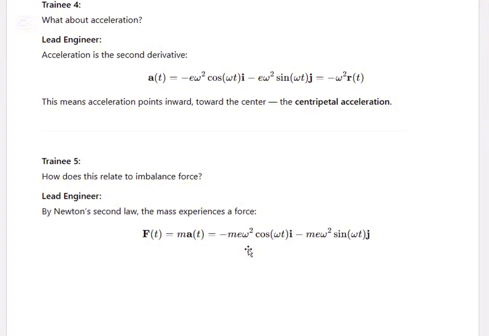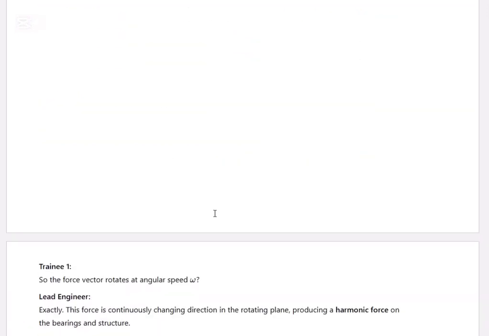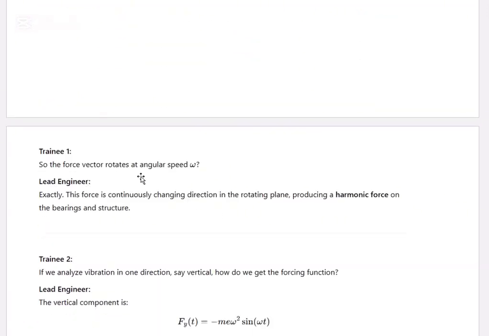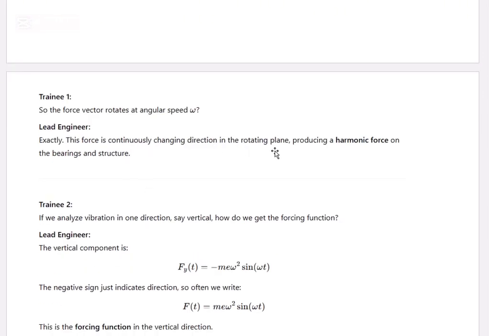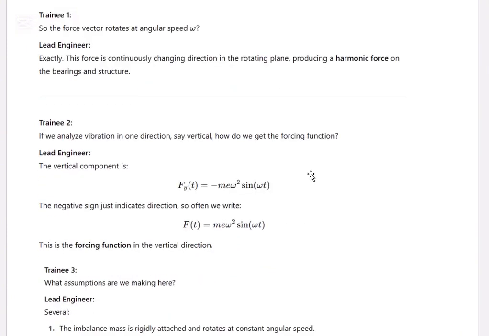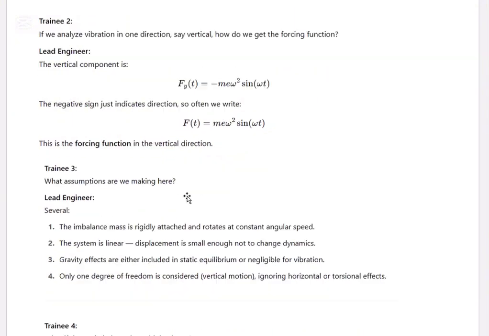How does this relate to the imbalance force? The mass experiences a force, so the force vector rotates at angular speed omega. This force continuously changes direction in the rotating plane, producing a harmonic force. If you analyze in one direction, say vertical, how do we get the forcing function? The vertical component is one part of it, and the sign indicates the direction. So we often write this as the forcing function in the vertical direction.